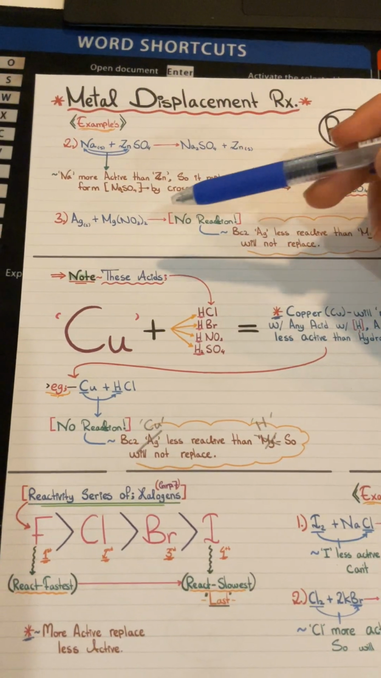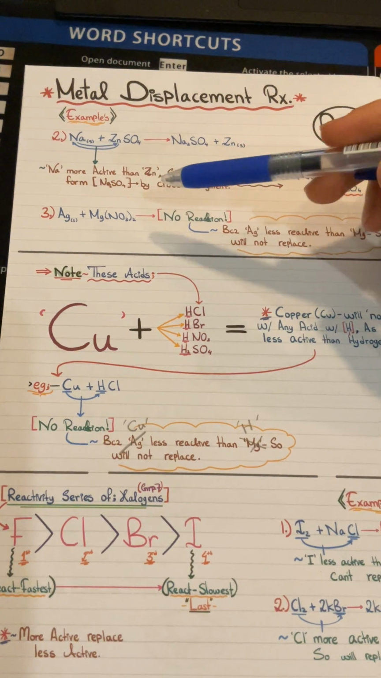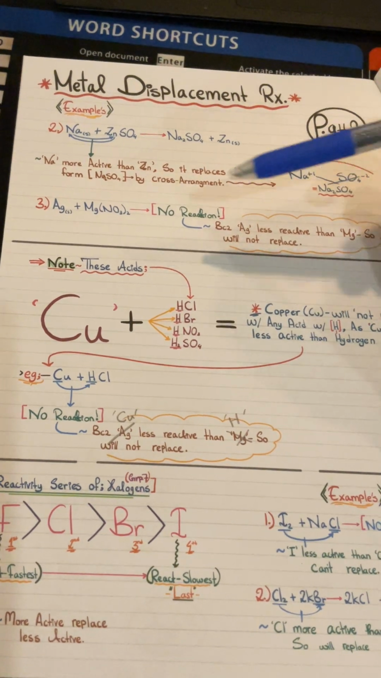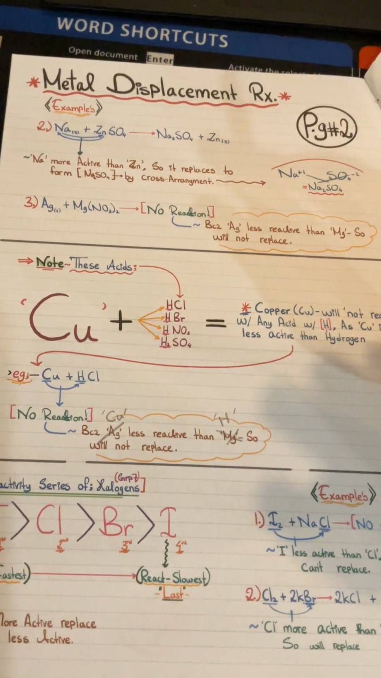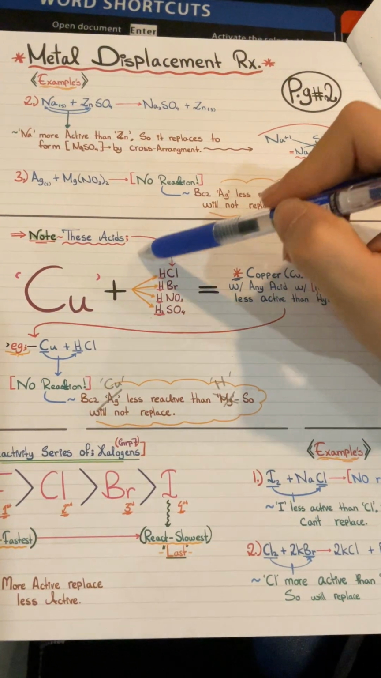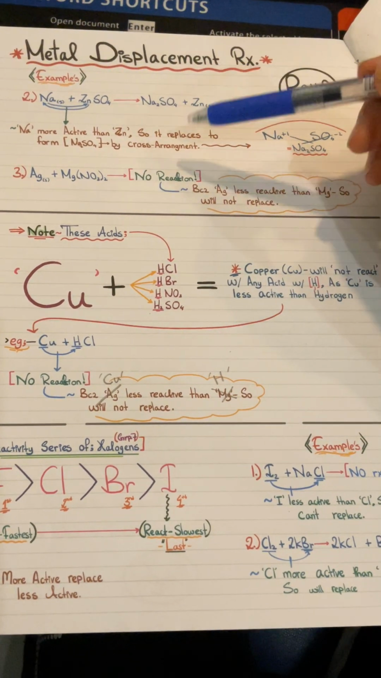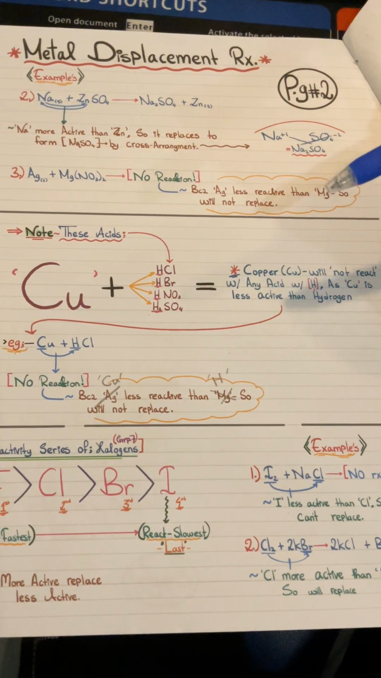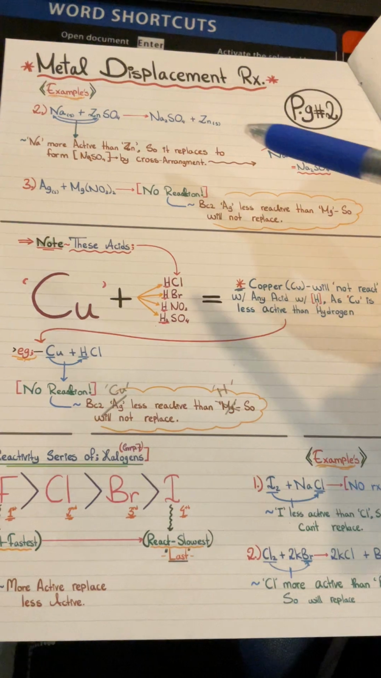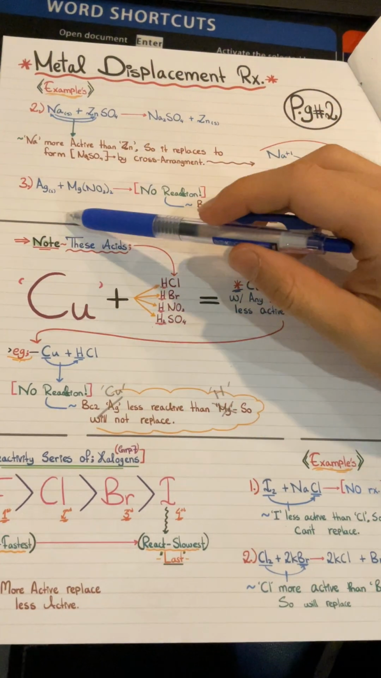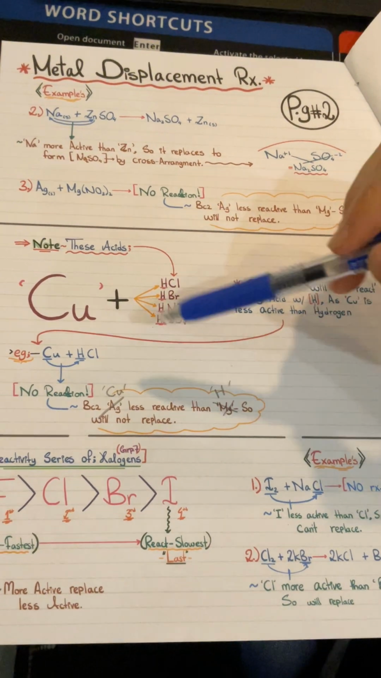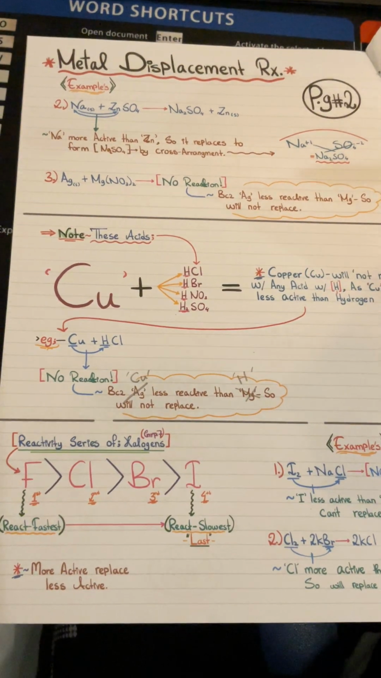Here is another example. Actually, let's go to example 3. Over here, there will be no reaction. Why? Because silver is less active than magnesium in the magnesium nitrate compound, so it will not replace it, okay? Now, there's a note to consider here. Copper plus any of these acids, like sulfuric acid or hydrochloric acid, copper will not react with any acid containing hydrogen. Why? Because copper is less active than hydrogen. So for example, copper plus hydrochloric acid, there will be no reaction because copper is less active than hydrogen, so it will not replace it from its compound, okay?